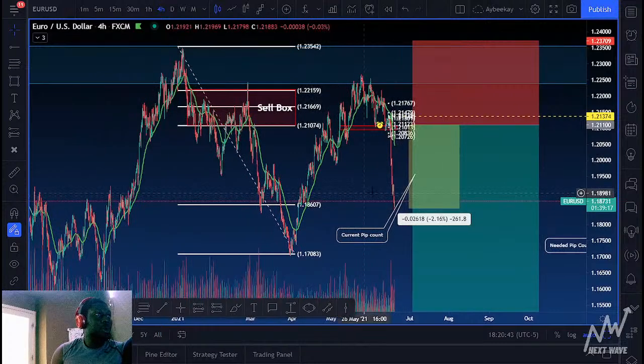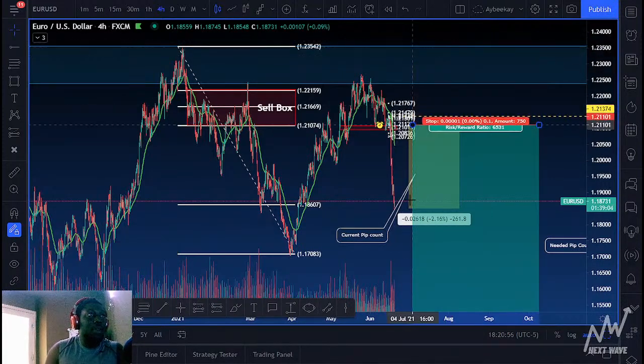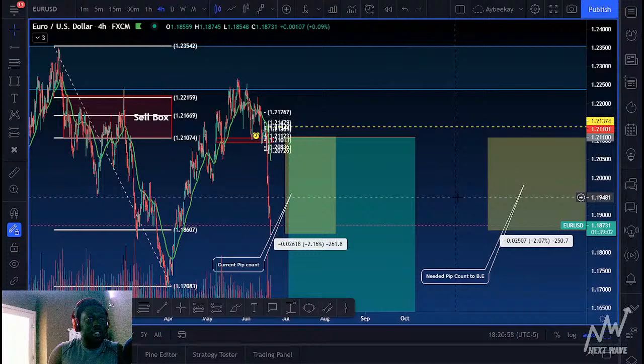All right, so Euro USD, nice sell, nice sell. Price ended up moving 261 pips, and we were risking 260 pips. So price has moved 1-to-1 for the swing. If you have not already, move your stop loss to break even for that.